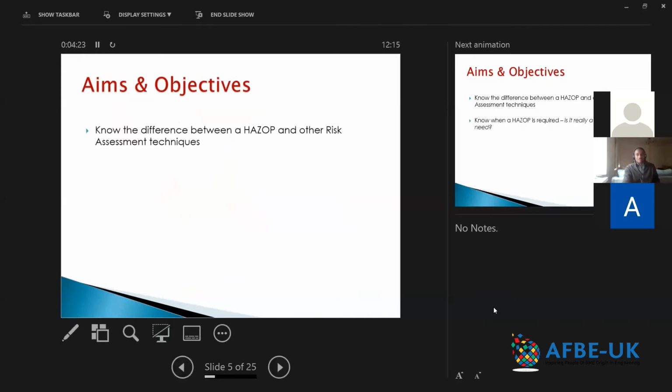Right. Aims and objectives. The first is that we aim to know the difference between a HAZOP and other risk assessment techniques. We would know when a HAZOP is required. Is it really a HAZOP that you need?